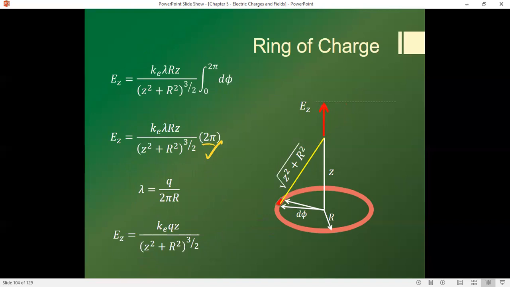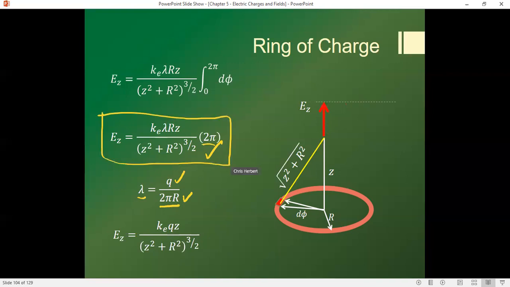Again, lambda here represents the charge per unit length. The length is the circumference, and you can either write the equation like this, or it's probably simpler to write it like this: the electric field is equal to K Q z, where Q is the total charge of the ring, divided by (z squared plus r squared) to the 3/2. A little bit cumbersome, but that is the result that we get.